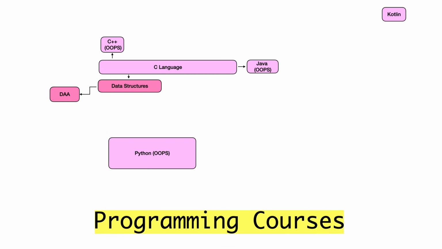So the first module is about the programming courses. Here we have C language and the object-oriented programming courses like C++, Java and Python. And data structures and DAA, although they are not programming languages, are algorithmic concepts which we study and usually implement using one of these languages. And we also use Kotlin for various purposes, especially for Android programming. Kotlin is very much used.